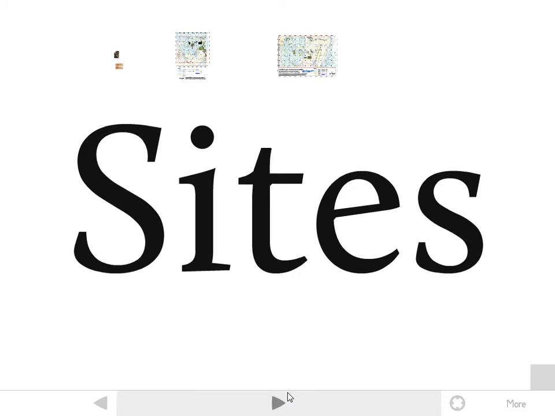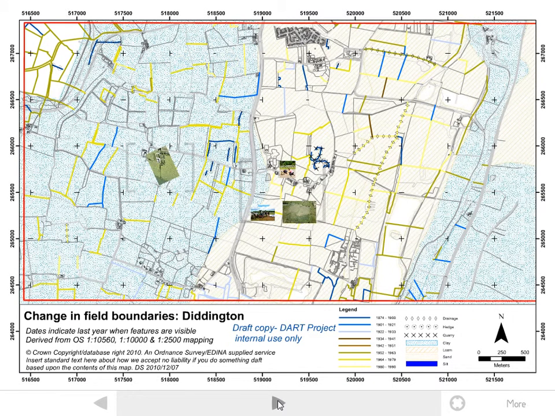Okay, so a quick update on the sites. This is Diddington, which is the site in Cambridgeshire. As you can see from the soil map, we're broadly on clay to the west of the A1, and better draining soil to the east of the A1, and we have our two areas, one on the clay and one on the better draining soils.